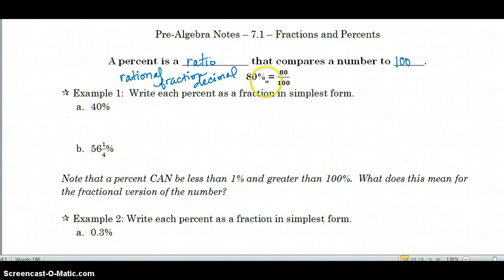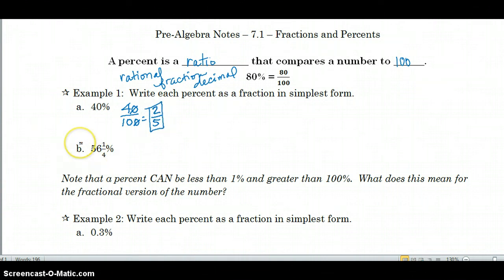And 80%, according to the definition, a percent is a ratio that compares a number to 100. 80% compares 80 to 100. So write each percent as a fraction in simplest form. 40% is 40 compared to 100, and that ratio will simplify. Divide by 10 and then divide by 2, so 40% is really 2/5.